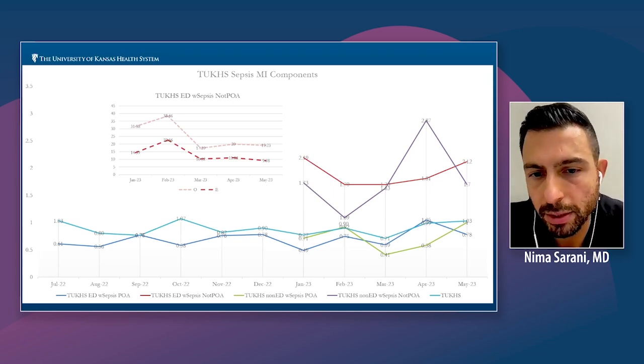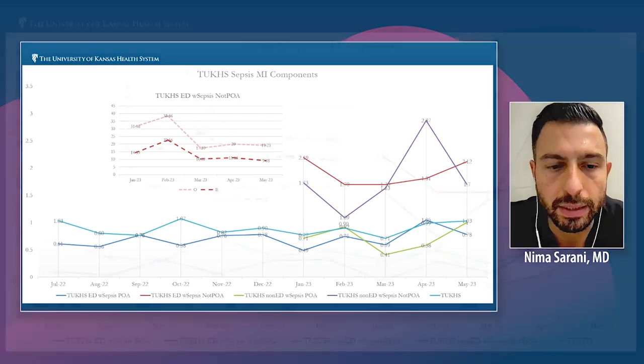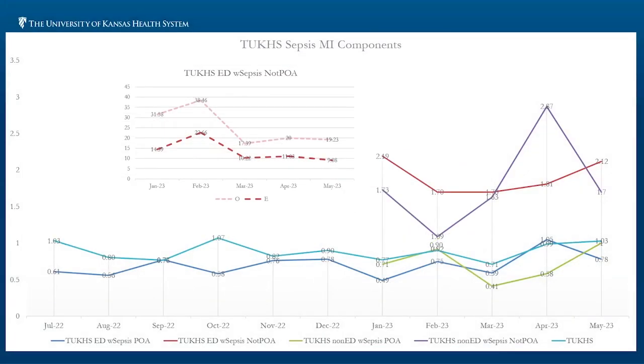This one essentially looks at the same thing. This is the mortality index, or the O/E ratio. The blue line at the bottom shows our ED sepsis patients, where sepsis is present on admission. You can see the O/E ratio, or the mortality index, there. What I want you to pay attention to is the upper right-hand corner of the graph, where you can see in red, there's a very high mortality index. This is a particular component of our sepsis population.